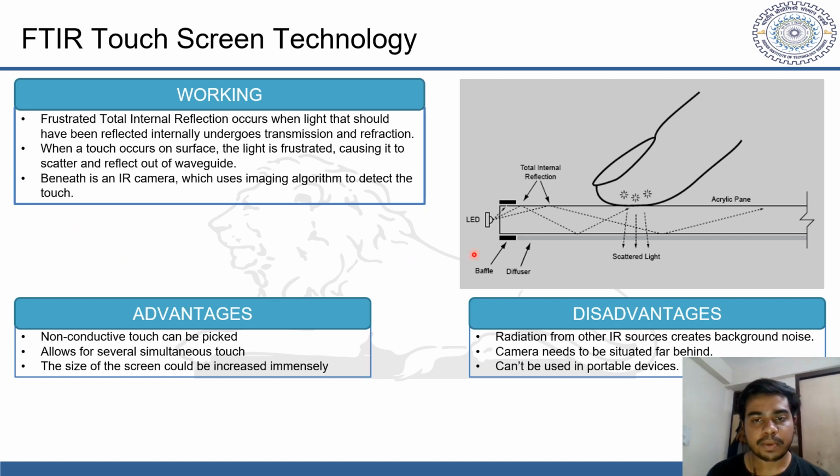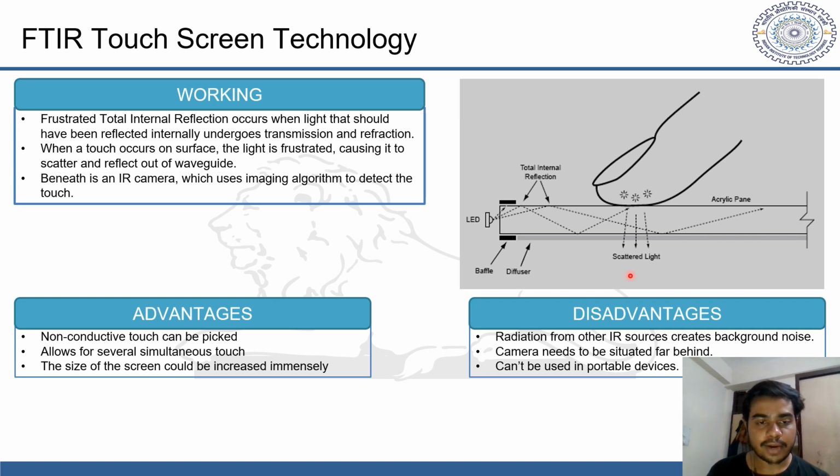So, the FTIR phenomenon occurs when light which is supposed to be totally internally reflected undergoes transmission and refraction. Here in this setup, we could see LED light emitting IR beams which are getting totally internally reflected. But when a human finger touches this screen or plane, at the point of contact, this TIR is disturbed. The light is frustrated, causing it to scatter and reflect out of the waveguide. And this scattered light is then detected by a camera which is placed beneath this.